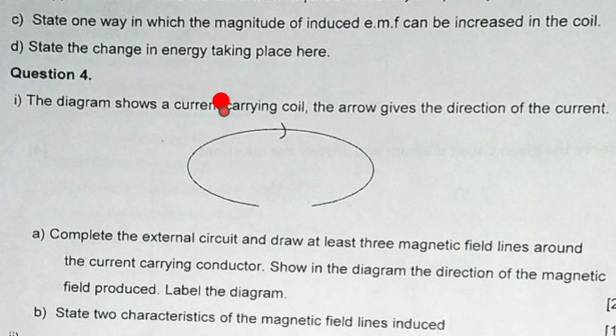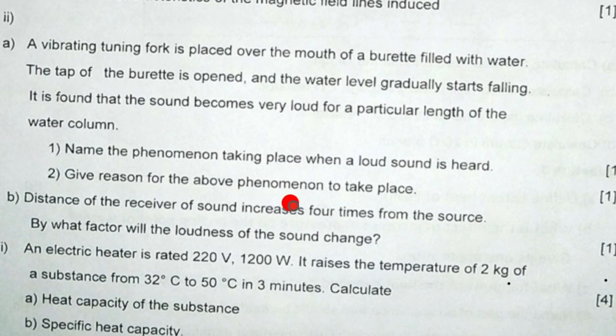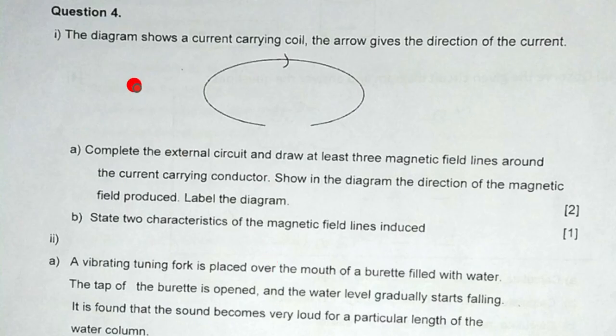Now let us come to question number 4. We have to choose our questions very well, okay, so that we don't lose marks. Question number 4. The diagram shows a current carrying coil. The arrow shows the direction of the current. A. Complete the external circuit and draw at least 3 magnetic field lines around the current carrying conductor. Show in the diagram the direction of the magnetic field produced and label the diagram. And that is for 2 marks here. The B part says state 2 characteristics of the magnetic field lines induced, and that is for 1 mark.